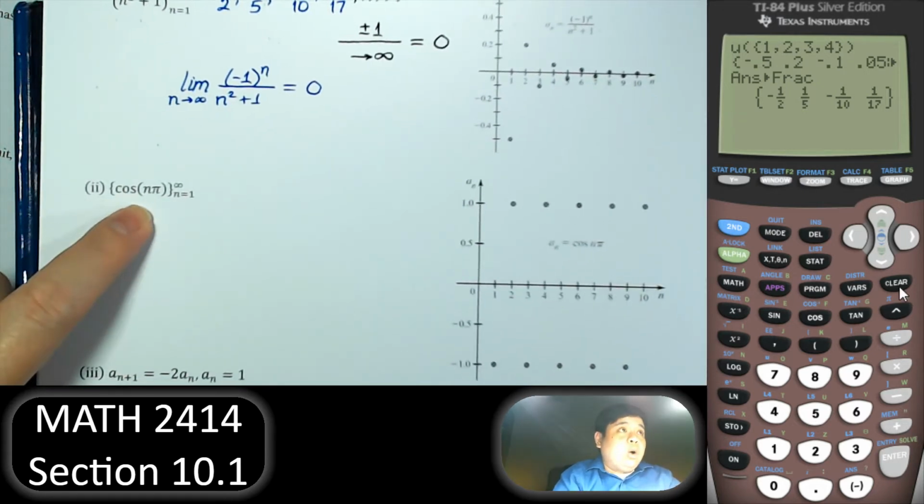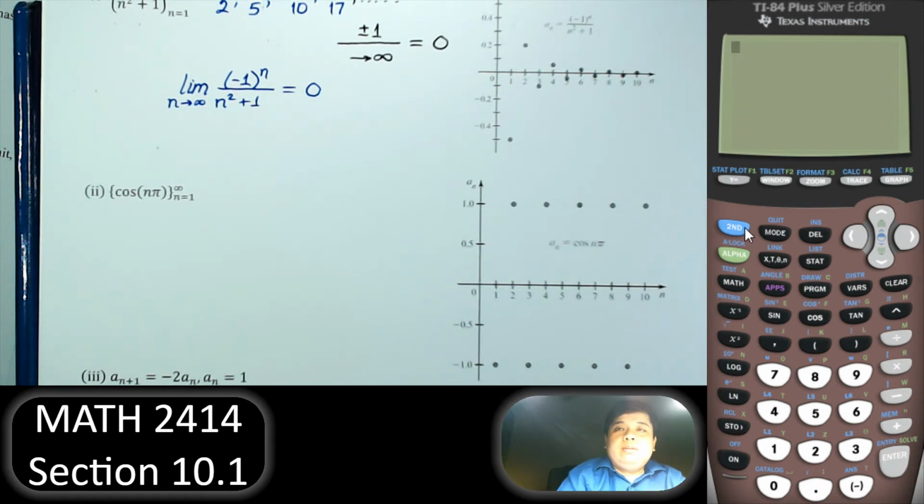Right, next, cosine of n pi. Is this in radian mode? Yes. Cosine of n pi. And the nice thing about this is we already typed this in. So we evaluate the sequence for the first 4 terms.